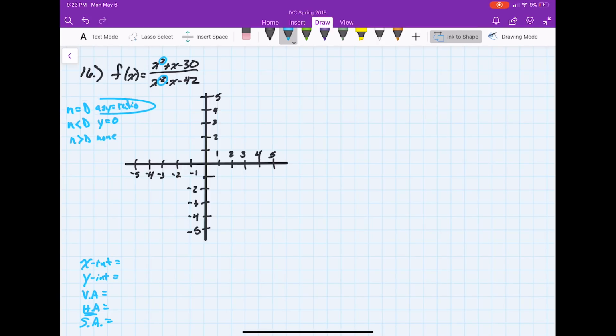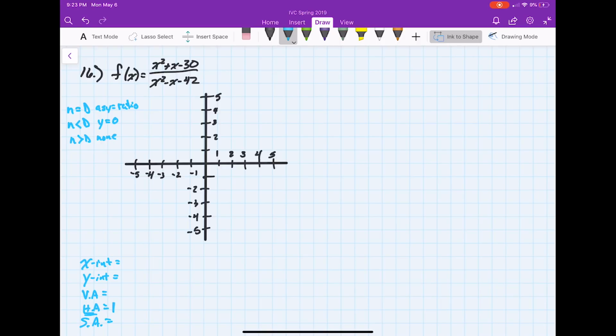Now we have 2 and 2, so they are equal. So that means it's a ratio between our leading coefficients, and our leading coefficients in this case are 1 and 1. So the ratio there means we have a horizontal asymptote at 1. So I'm reversing back over here to get rid of these so we can see our original equation. But anyway, the horizontal asymptote is going to be 1.